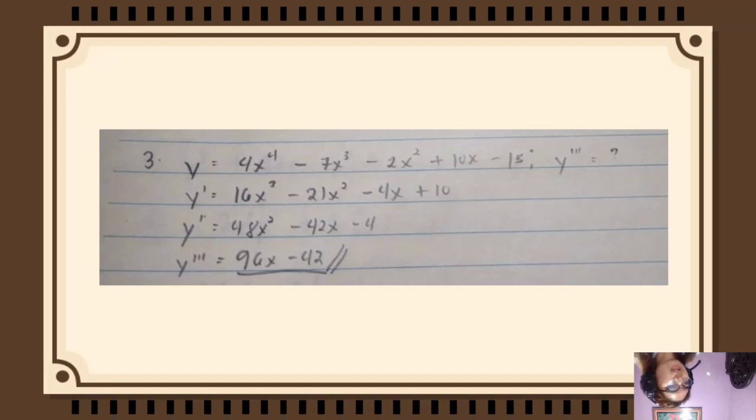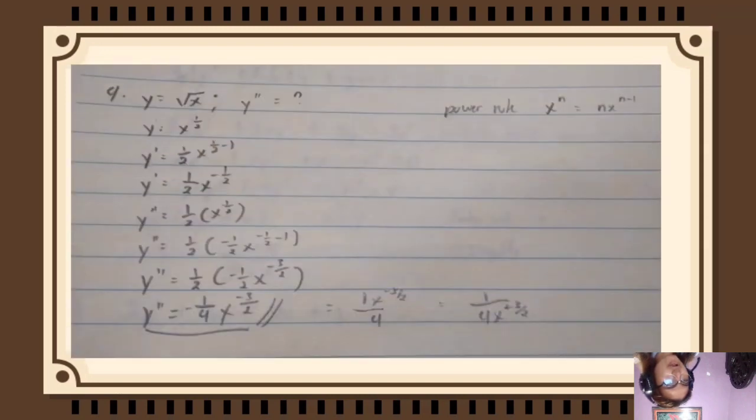Para makuha natin yung third derivative, 48 times 2 is equal to 96 minus 1. So, x na lang siya din. Negative 42 times 1 is equal to negative 42. So, matatanggal na yung x niya. Okay. So, our final answer is 96x minus 42. Okay? Next example.